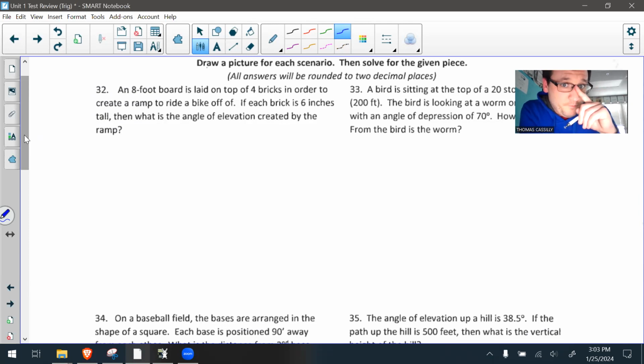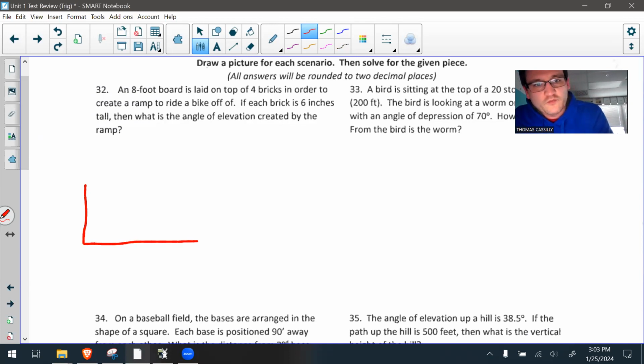All right. So there's a few things going on in here that we kind of need to be aware of. First things first, I'm going to draw the bricks. So there are 4 bricks, so let's just go like 1, 2, 3, 4. Each one of these bricks is 6 inches. Something that we really have to be careful of is units. These are 6 inches.